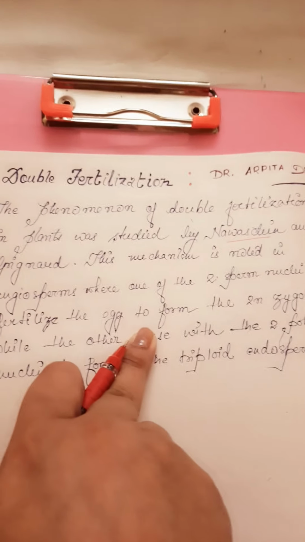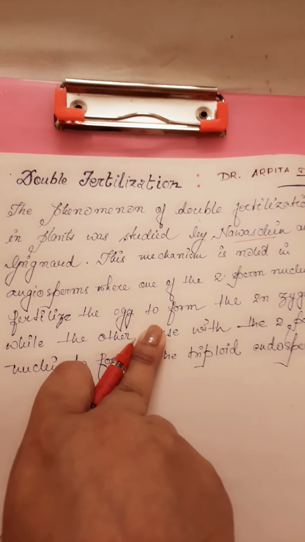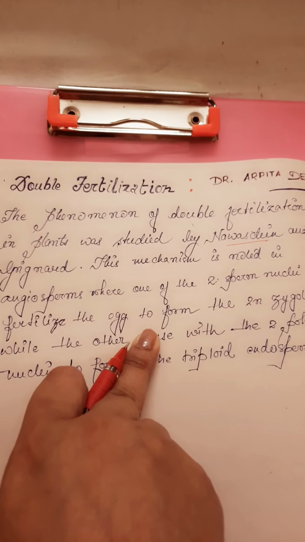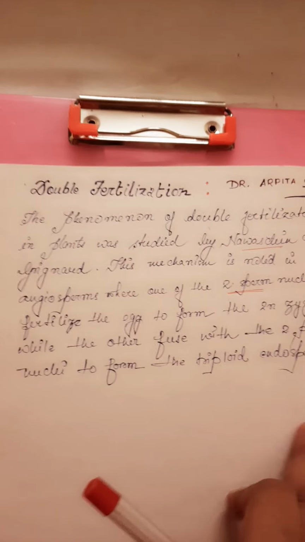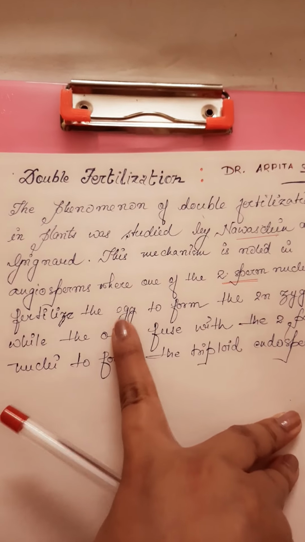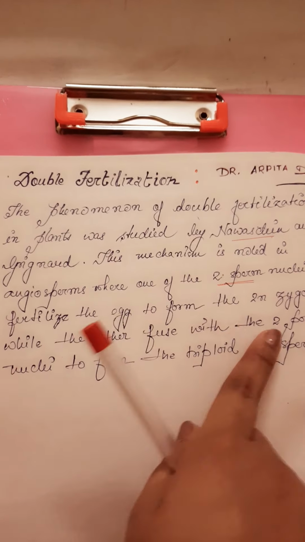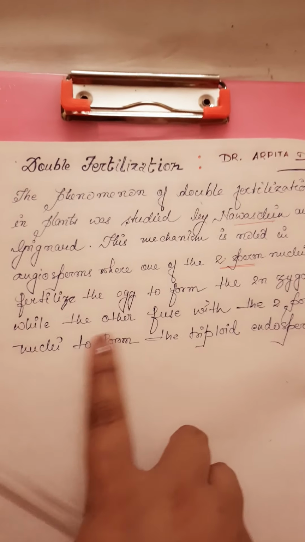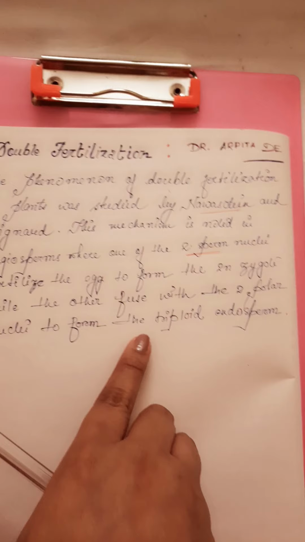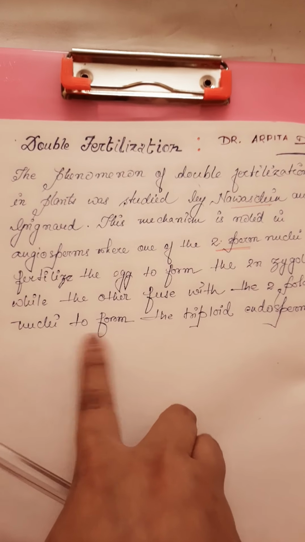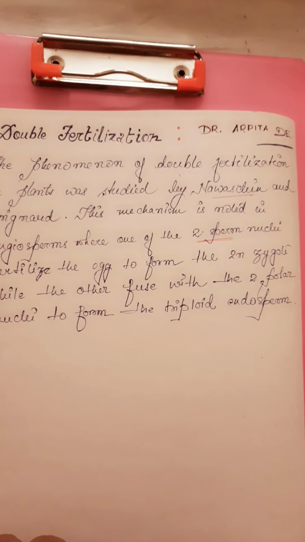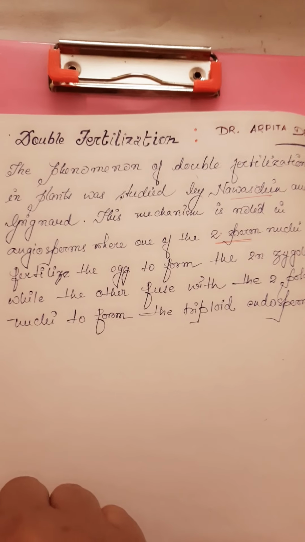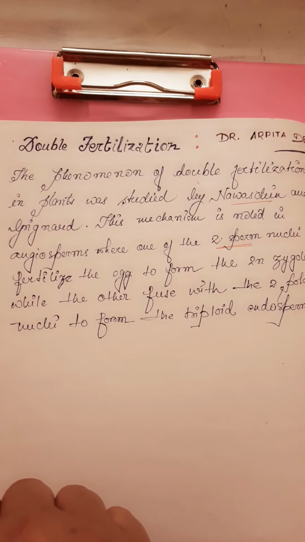This mechanism is noted in angiosperms where one of the two sperm nuclei goes on to fertilize the egg to form the 2N zygote, or the diploid zygote, while the other fuses with the two polar nuclei to form the triploid endosperm. This endosperm is the nutritive tissue for the growing embryo.